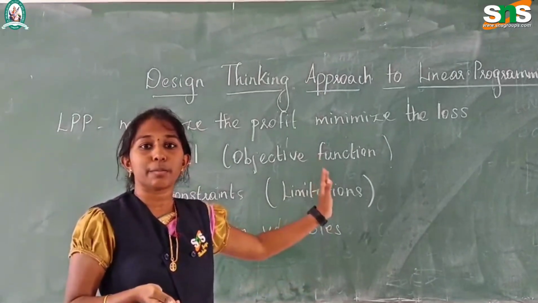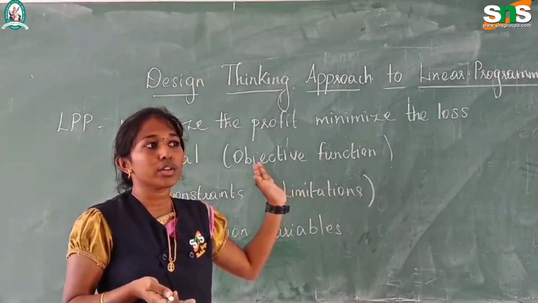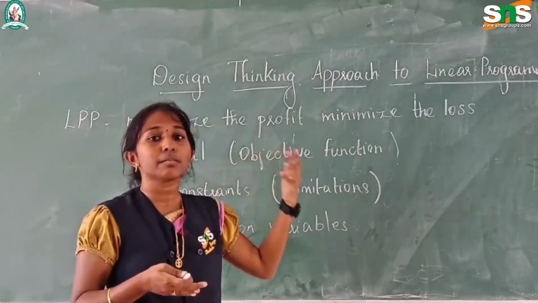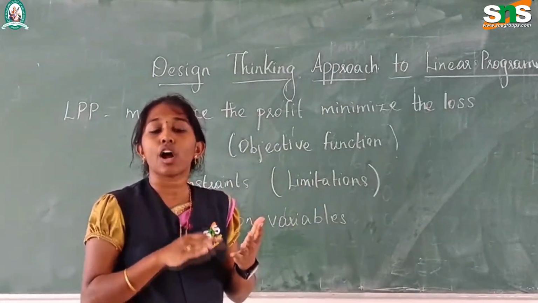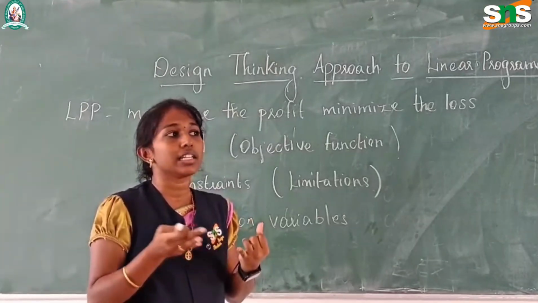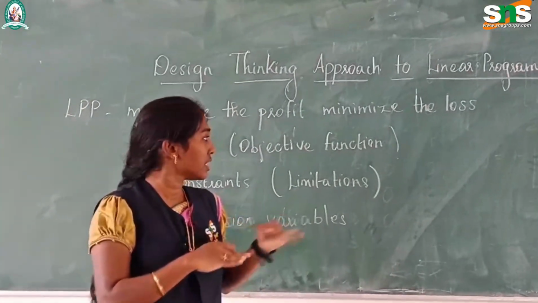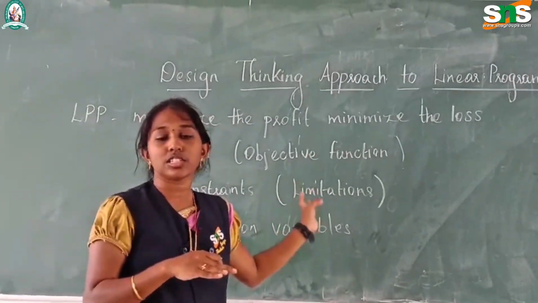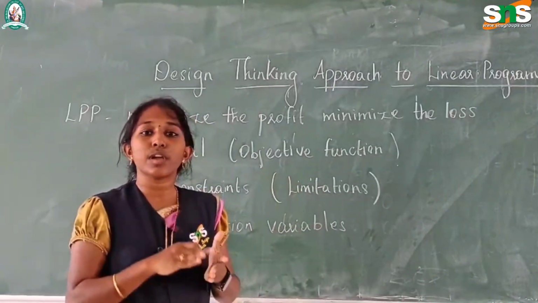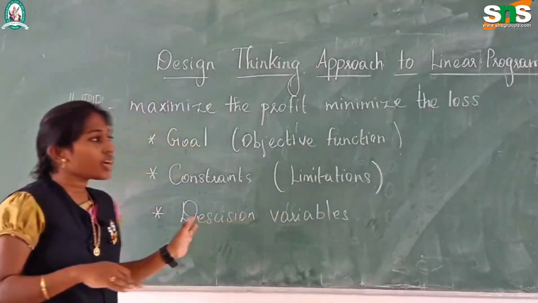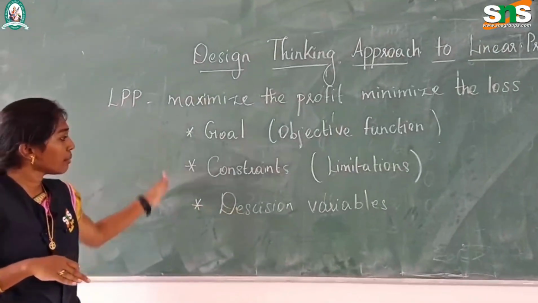So the first step is empathize. Empathize means we are going to understand the main issue to solve this problem. For that we have to collect the data, like how much cost they are selling at and the demand they need to run this bakery. That is the empathize part to solve the linear programming problem. And next we are going to define the problem. We are going to define the problem using these 3 main points.